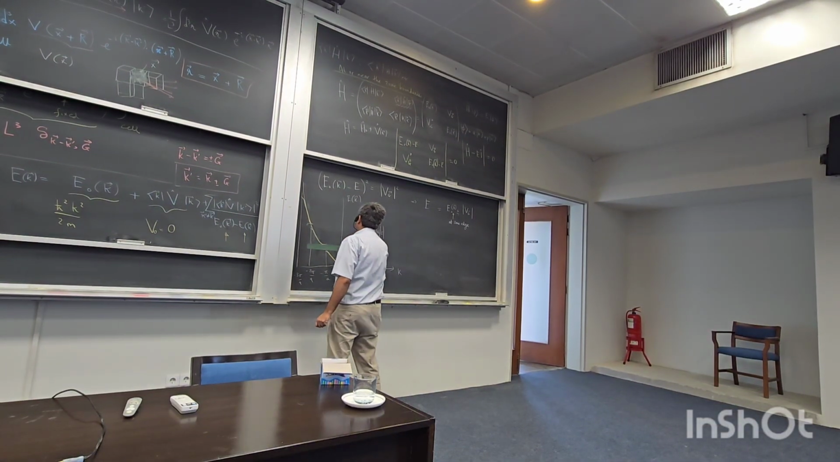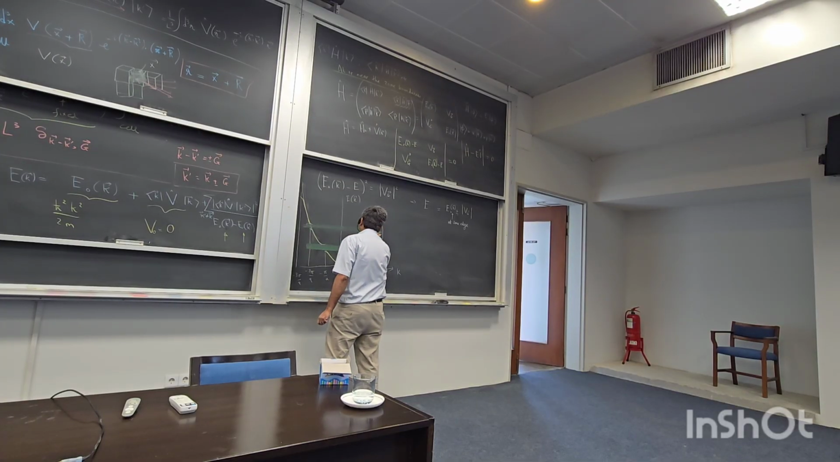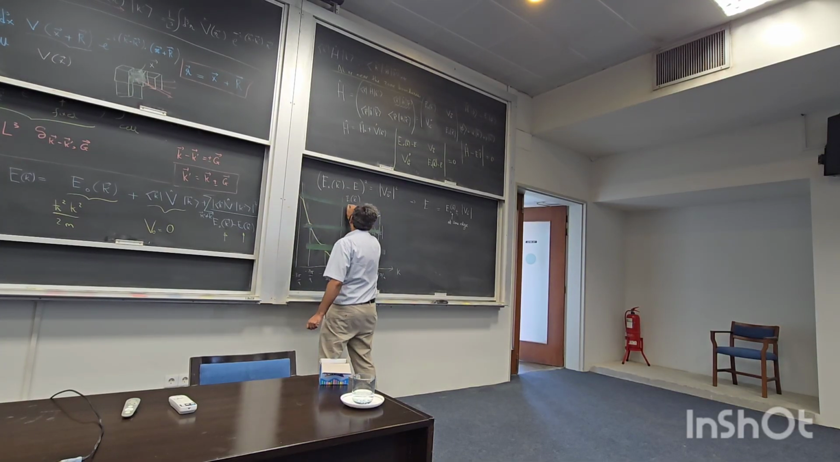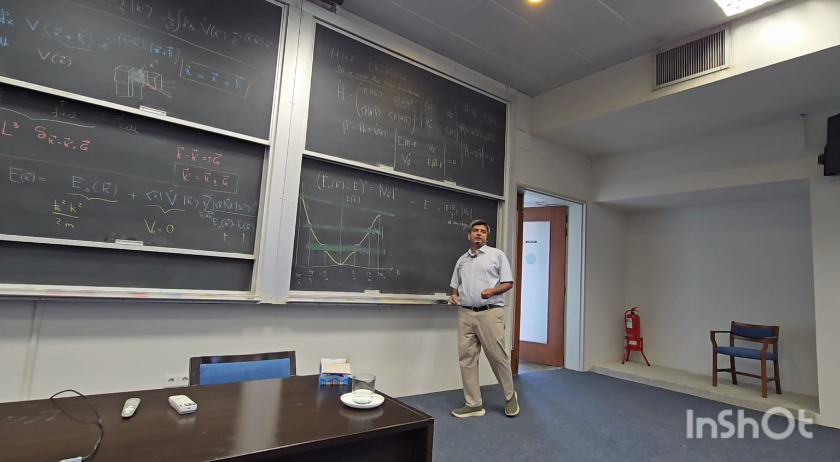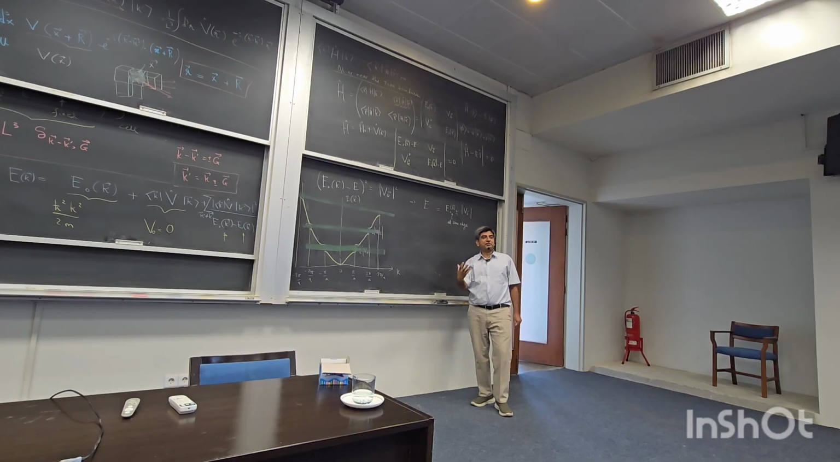So there's another band over here. Sorry, another gap over here. There will be another gap over here. These are called energy bands. And this is how the band structure is formed inside a solid with a periodic crystal.